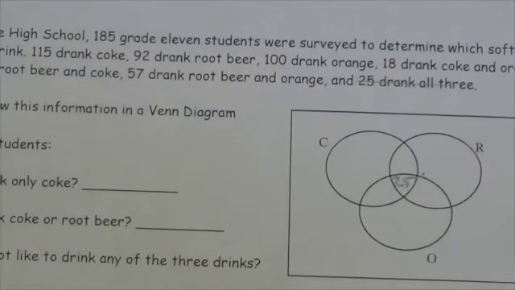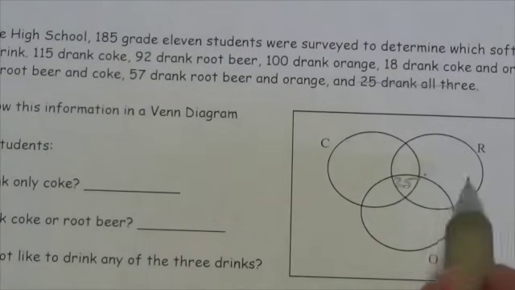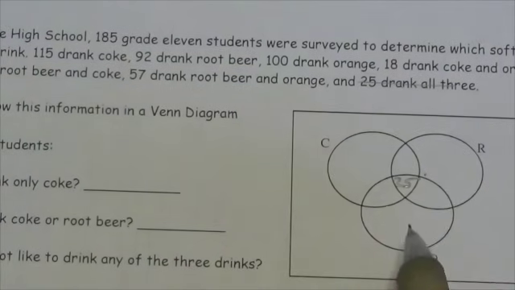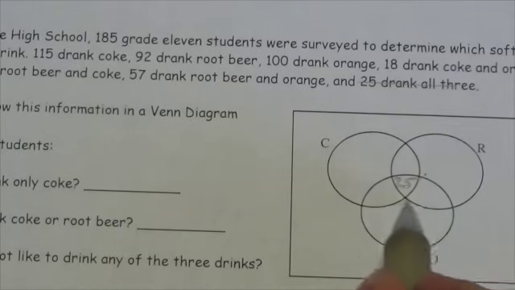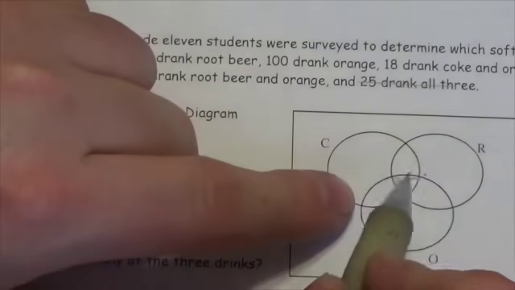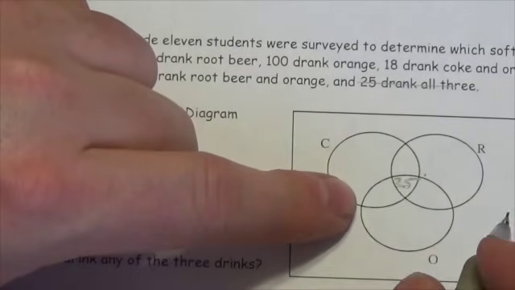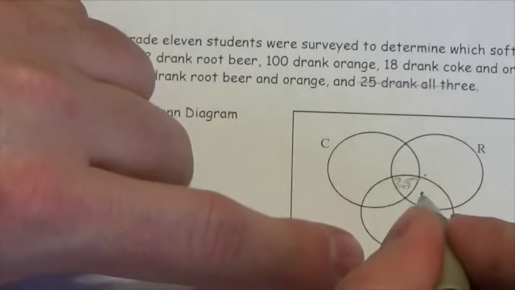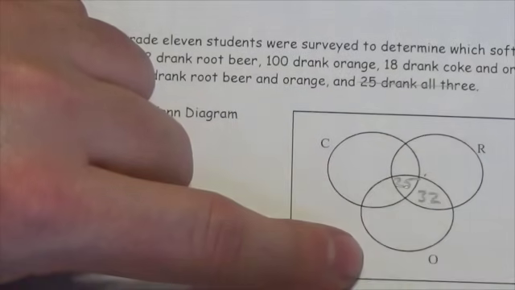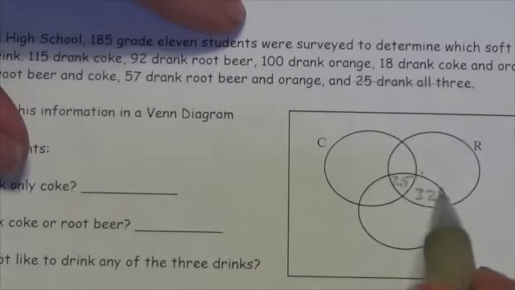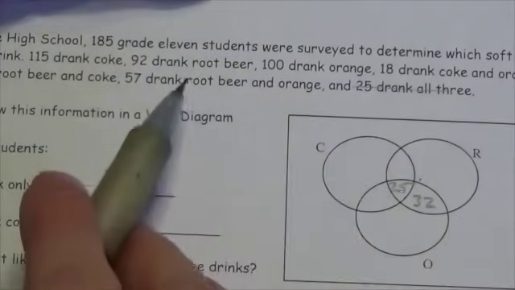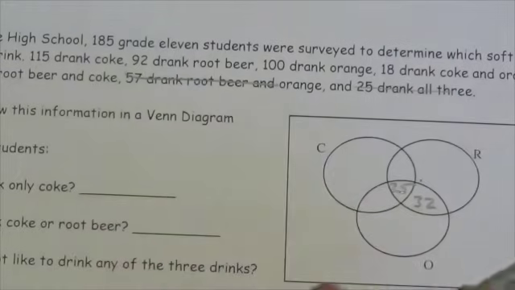Okay, so 57 drank root beer and orange. So that's this overlap right here. And what we'll do is we'll take that 57, there should be 57 here, but that part is broken up into two subsets, 25 of which is already there. So 57 minus 25 gives us 32. So there's 32 students that drink just root beer together and orange. Okay, so that's that second bit of information.